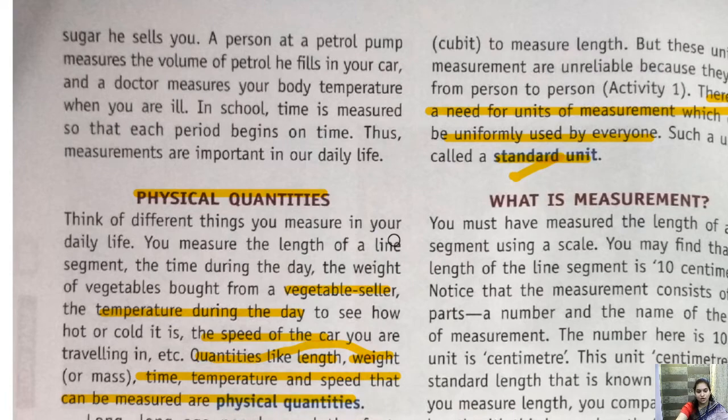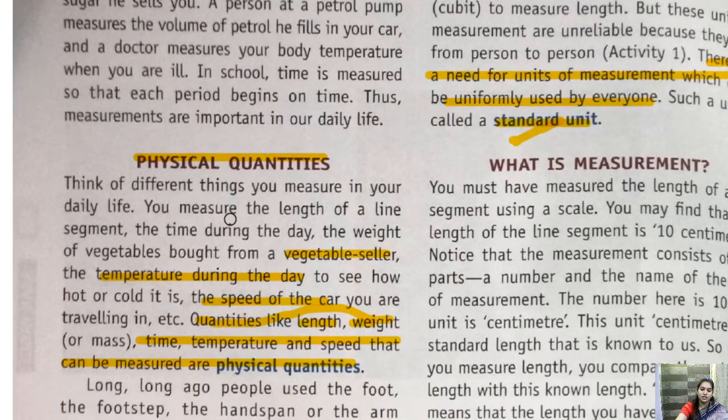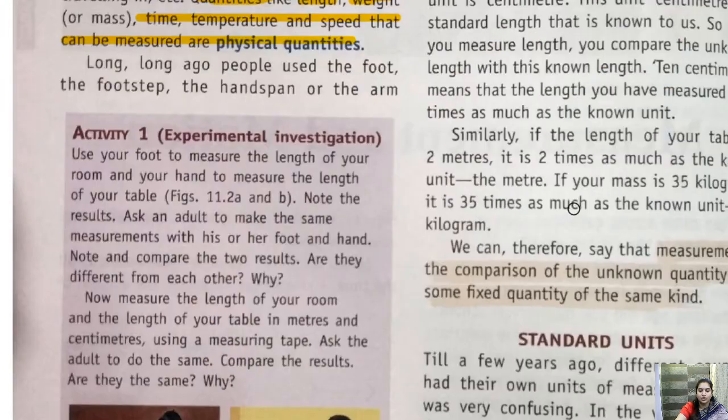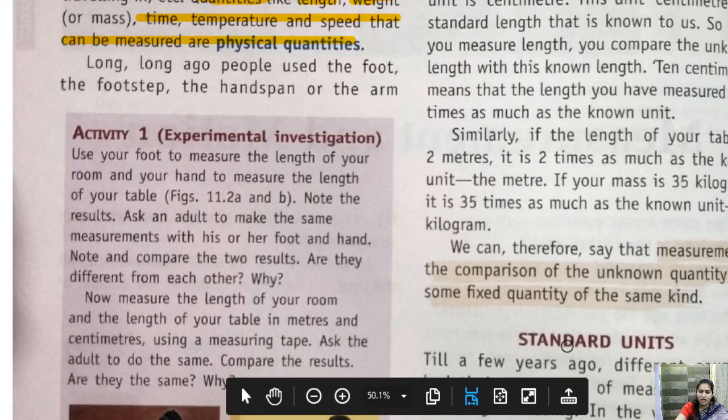So first we have talked about physical quantity. So what is physical quantity? Any quantity that can be measured like length, weight, mass, time, temperature, speed. All these things that can be measured is a physical quantity. Okay, but if we are measuring it uniformly throughout, like everybody is using the same unit for measurement, that is called standard unit. What it is called? Standard unit. Okay, so we'll talk about the standard unit in much detail in the next topic.